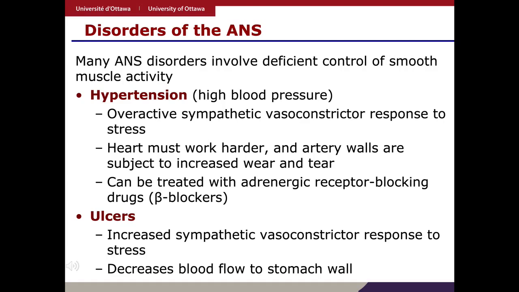The sympathetic nervous system becomes overactive in a number of diseases. For example, the SNS plays a key role in regulating arterial blood pressure in humans. A boost of sympathetic signaling by long-term stress enhances tone in smooth muscles and raises the blood pressure, which can cause hypertension. In this case, the heart must work harder and artery walls are subjected to increased wear and tear. This disorder can be treated with beta-adrenergic receptor blocking drugs, also known as beta blockers.